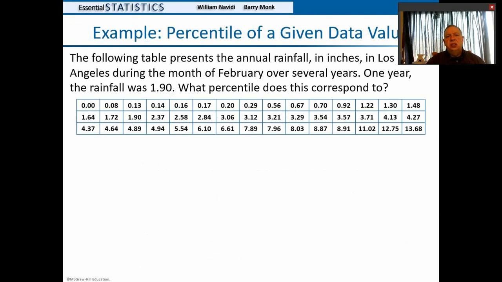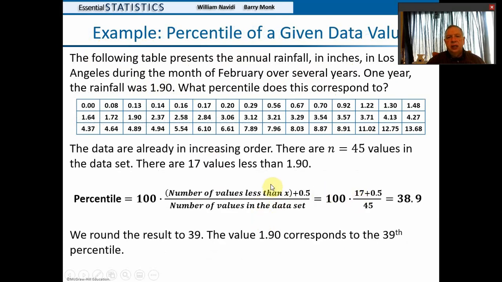So let's do this. The following table presents the annual rainfall in inches in Los Angeles during the month of February over several years. One year, the rainfall was 1.90. What percentile does this correspond to? There are n equal 45 values, and there are 17 values less than 1.90. So I take my 17, add the 0.5, and then divide by the 45. That's going to be 38.9.